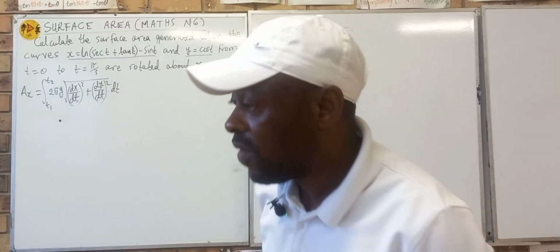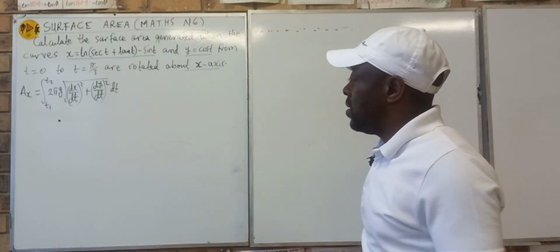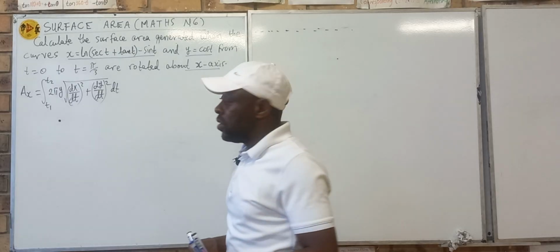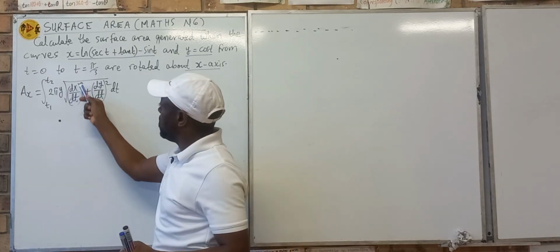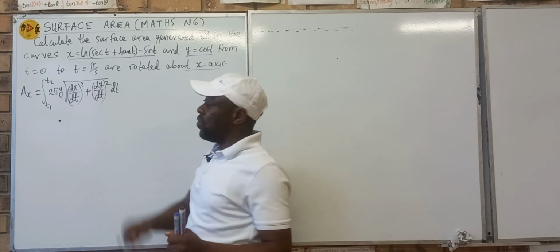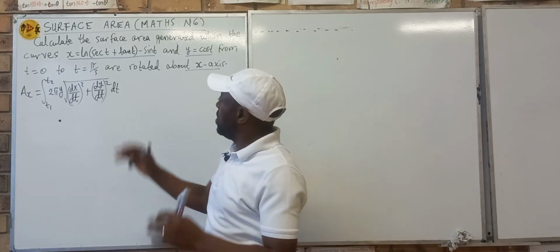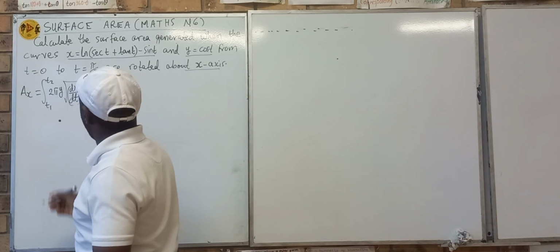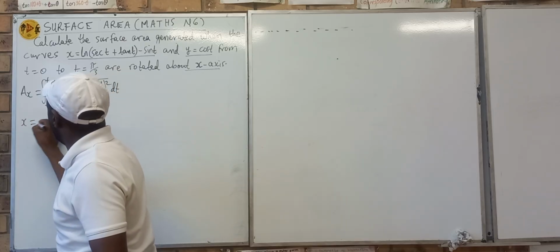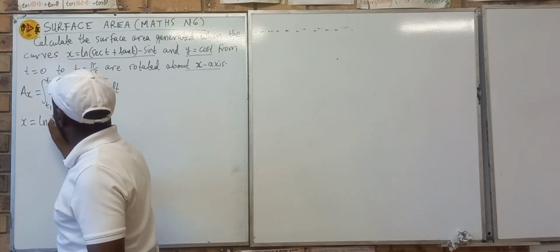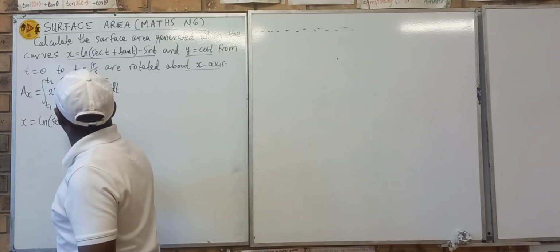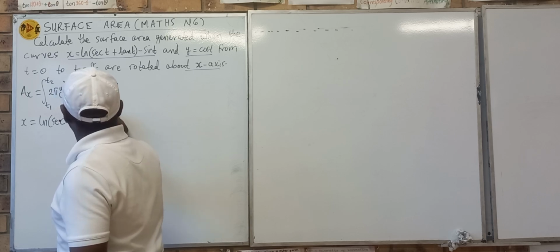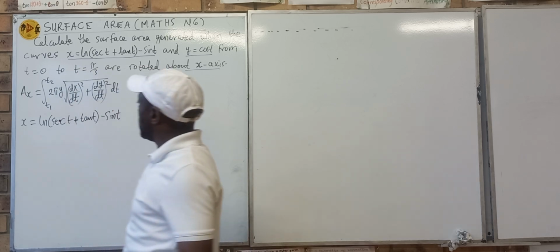So now that I've picked my formula, the story is the same. My formula must guide me through the whole procedure. So I need to differentiate x with respect to t squared it, differentiate y with respect to t squared it, then add the two squares together before I move on. So my x looks quite long. My x is the ln of sec t plus tan t minus sin t. So that is my x.